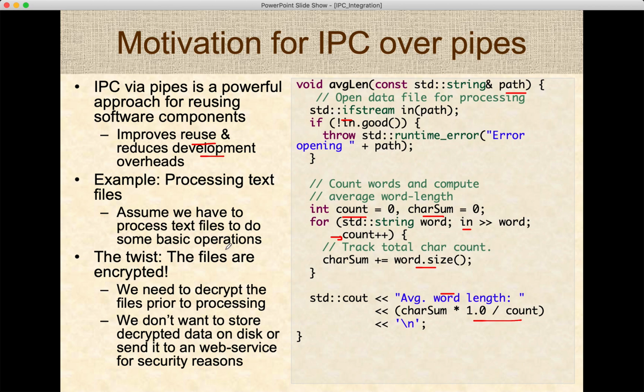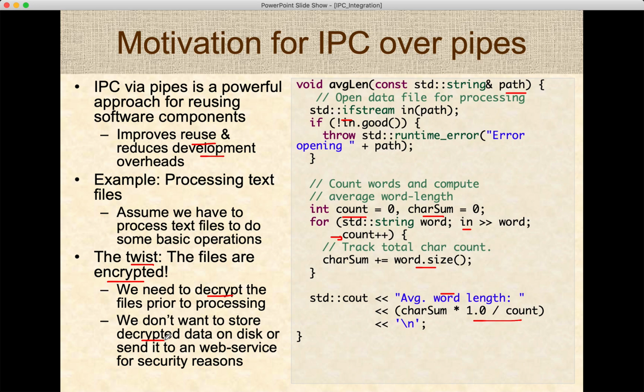Now let's add a twist to this. So the twist here is, rather than the files being simple text files, let us assume that the files are now encrypted. So in order to process this data, we need to first decrypt the file and then do the processing. Let us also assume that we do not want to store the decrypted data on disk, because then that decrypted data might be available to somebody else.